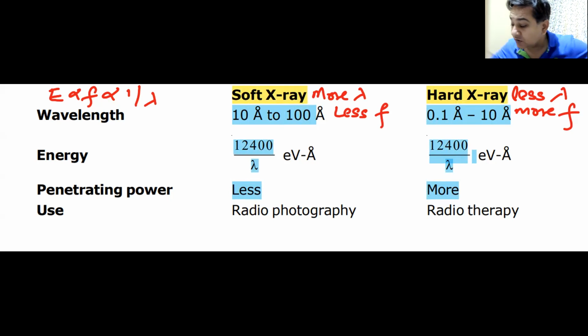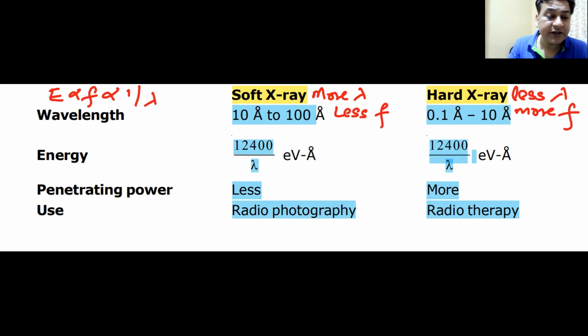What is the use? Now you know the use for radio photography, and I don't know what this means. Maybe 5 years down the line, you will tell me what this is. The next one is radiotherapy. I still don't know what it means. Probably you will be able to tell me what it means. I hope you will note it down.